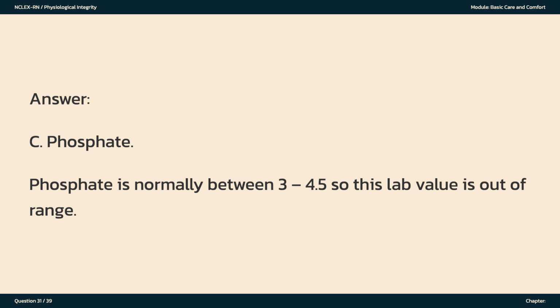The answer is C. Phosphate. Phosphate is normally between 3 to 4.5, so this lab value is out of range.